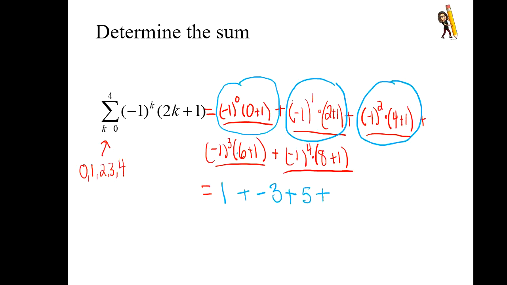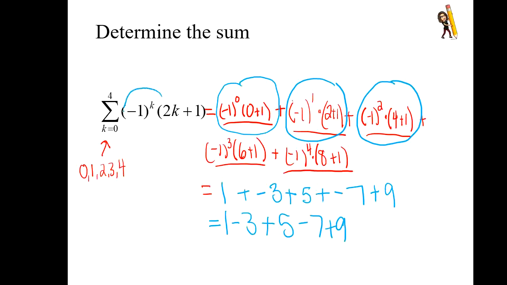Okay, plus -1 raised to the third is going to be a negative times negative times negative, which will result in a negative. 6 plus 1 is 7. -1 to the fourth is going to be a positive again. 8 plus 1 is 9. So if I simplify it to how we normally write, we don't say plus -3. We typically just say minus. So we have 1 minus 3 plus 5 minus 7 plus 9.